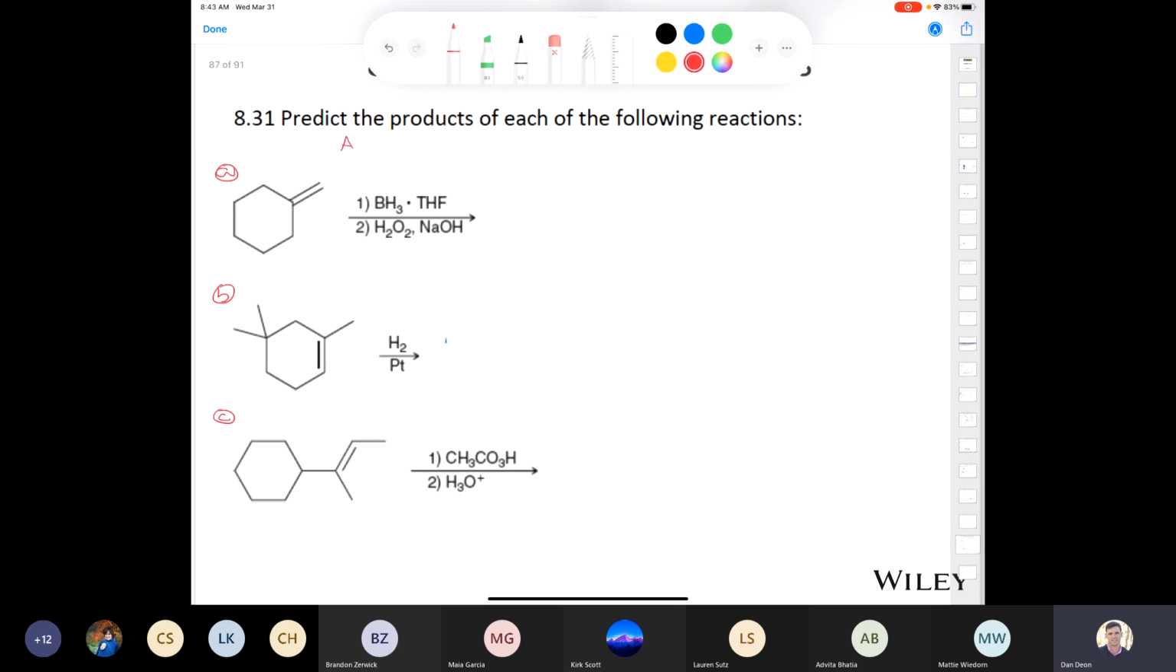So this is going to be an anti-Markovnikov addition of H2O, right? Markovnikov is the rich get richer. And so the rich one is this one here. So instead of that one taking the hydrogen, it's going to take the hydroxyl. And I'm going to end up with this primary alcohol. So anti-Markovnikov addition of water.